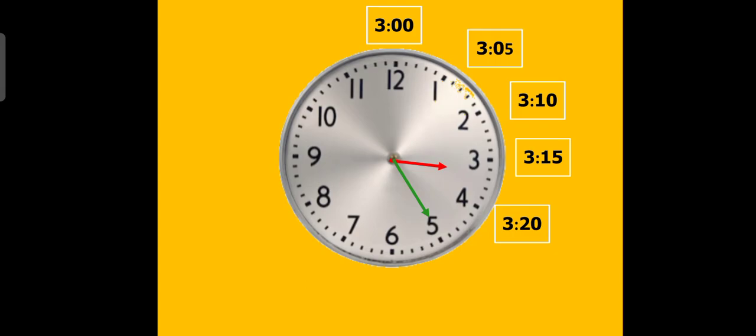The long hand moved to which number? To 5. Excellent. How many minutes does 5 represent? 5, 10, 15, 20, 25. 25 minutes. So the time will be 3:25. Now the long hand reached which number? 6. 6 represents 30 minutes. So the time will be 3:30.